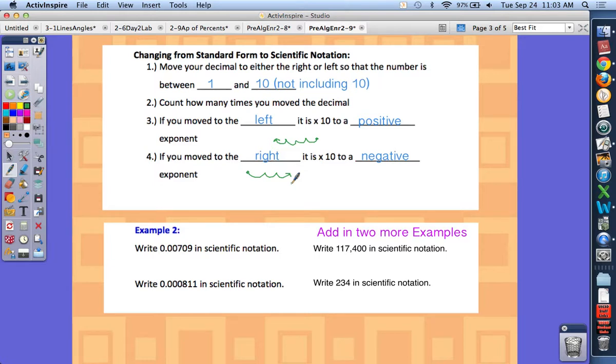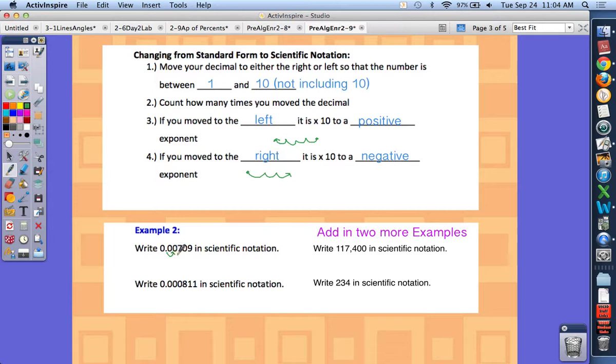So let's try one of each of these, and then you're going to try one of each. Let's do the first one here. If I want to write this decimal in scientific notation, you have to move the decimal so that we end up with a number in between 1 and 10. Right now, this is way less than 1, okay? I have to move the decimal to the right because if I go to the left, I'm getting farther away from 1.